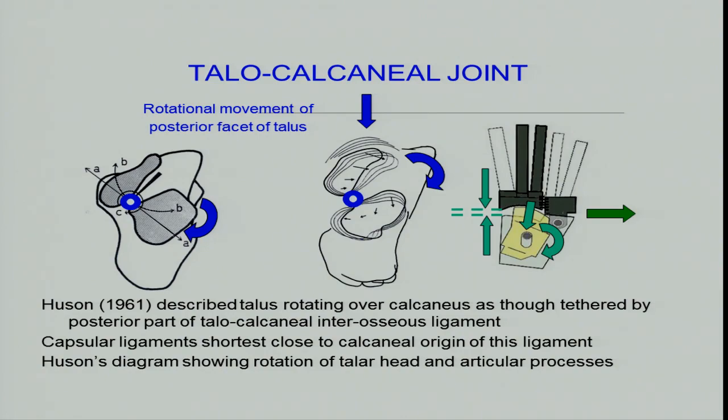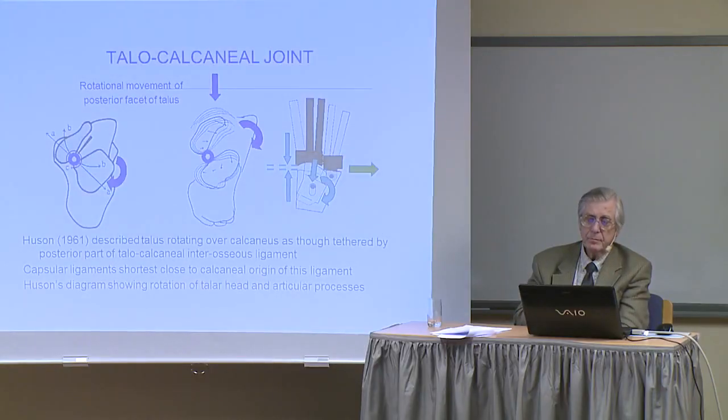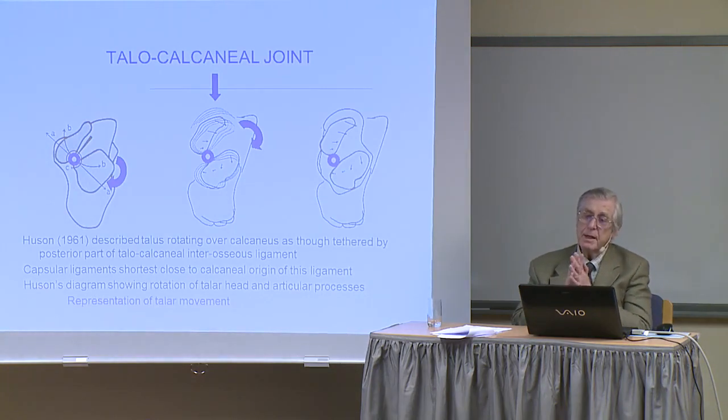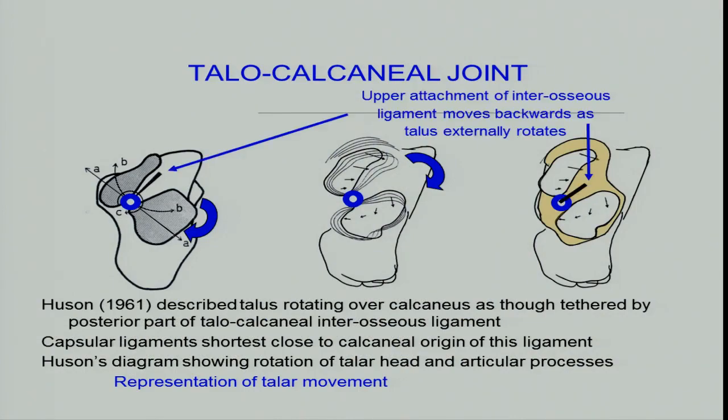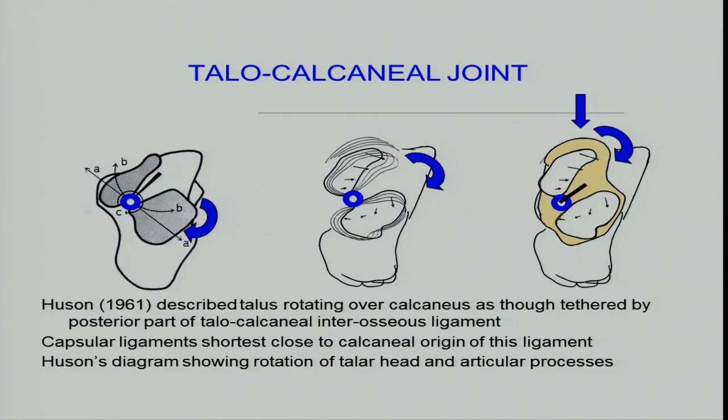So the talus and its posterior articular surface rotated in this way. What I've done is I've drawn the talus on top of the calcaneus and its articular surfaces, and I've rotated it, tethered to the interosseous ligament. And it's drawn as though the talus is being pushed backwards over the calcaneus, which is what happens. So it's going to be pushed backwards and it rotates.